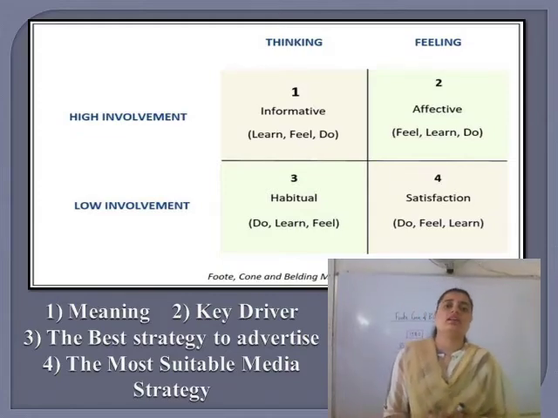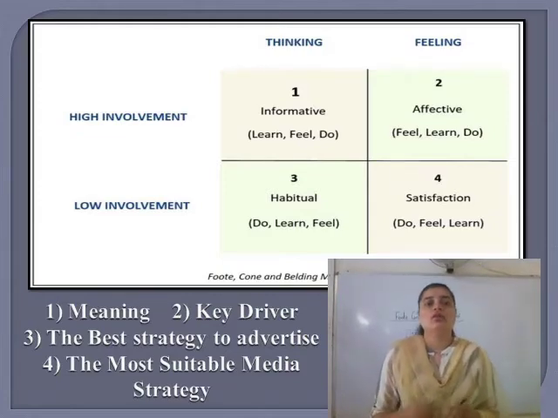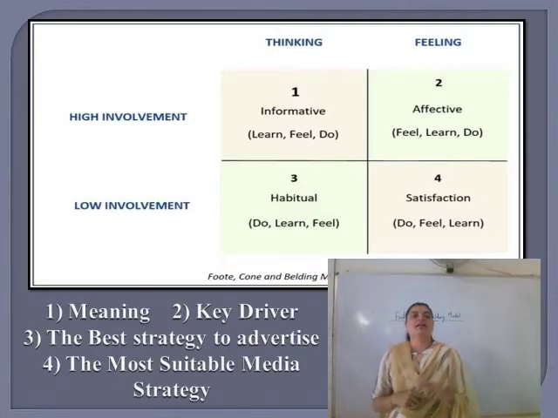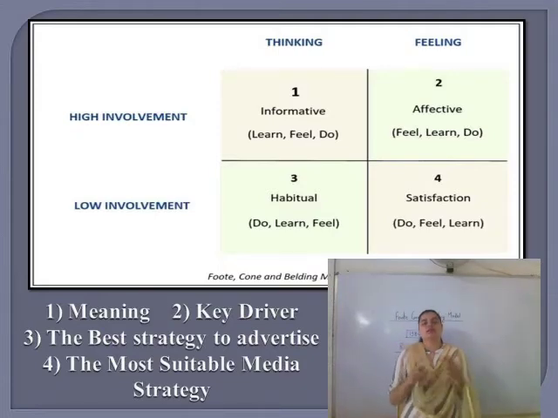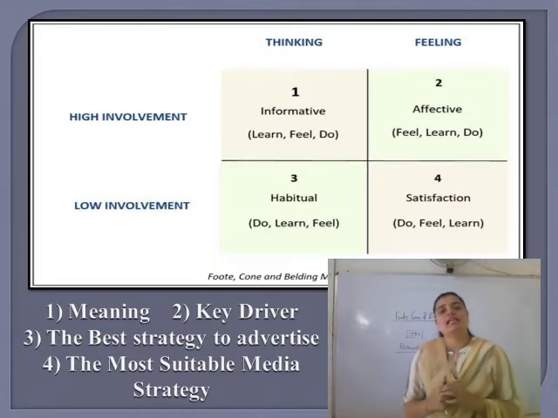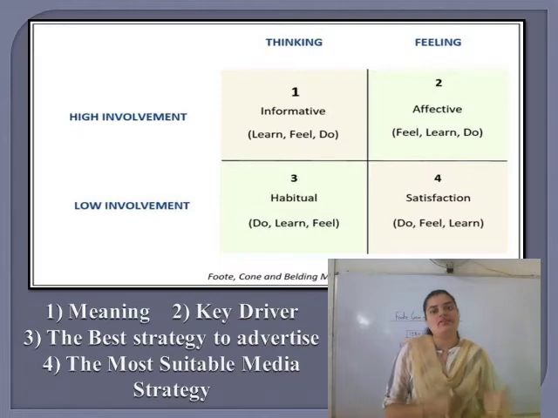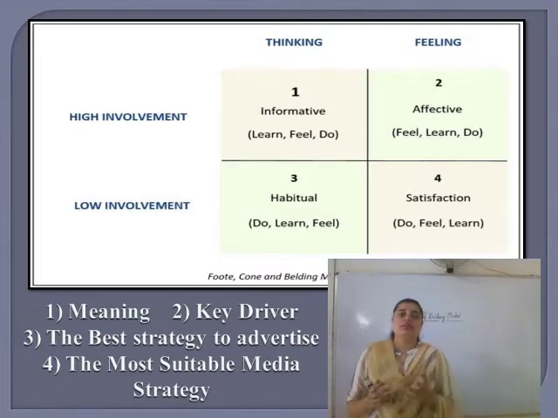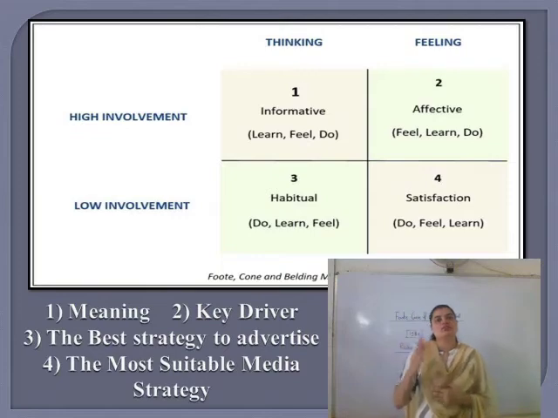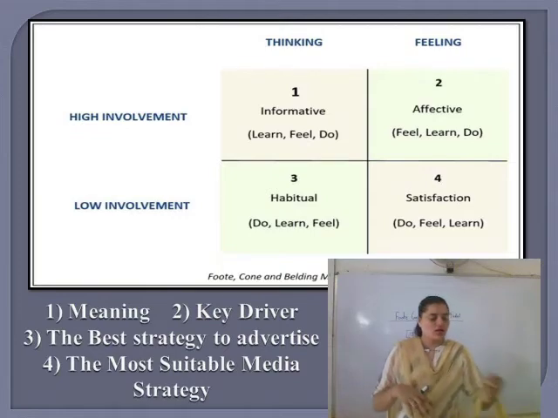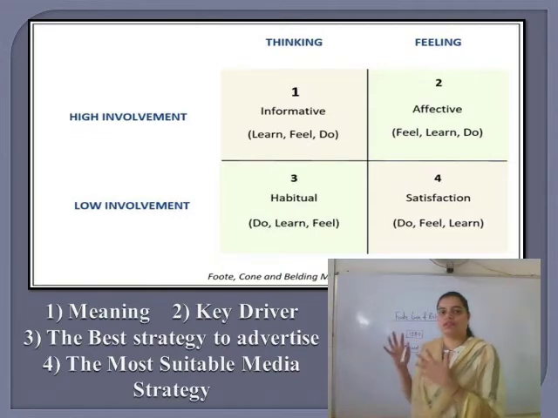The next question arises, what will be the key driver for quadrant number 3? So reminder acts as a key driver for quadrant number 3. The quality exhibited in quadrant number 3 is the do, learn and feel pattern. So what will be the best strategy to advertise the product which lies under quadrant number 3?